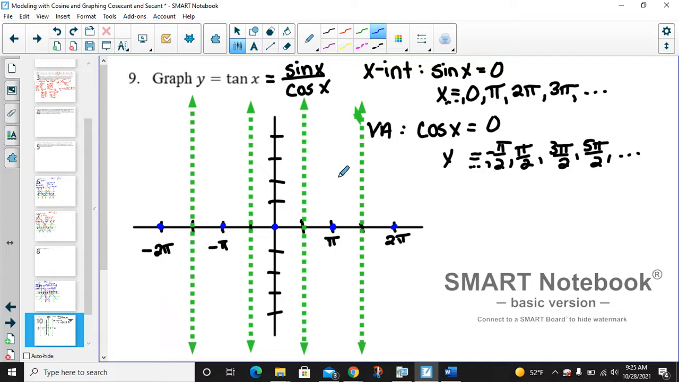Now, since this is negative pi over 2 and this is positive pi over 2, think of the unit circle, and we are talking about tangent. Well, tangent is positive in the first quadrant, which is between 0 and pi over 2, and negative in the fourth quadrant, which is between 0 and negative pi over 2. So our graph is actually going to look something like this. And then they all kind of mimic this.